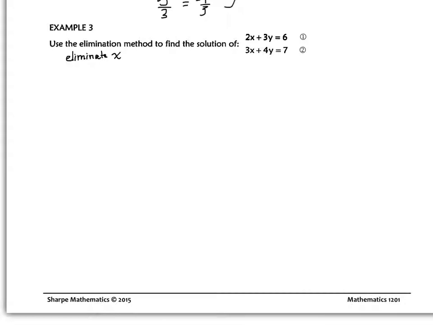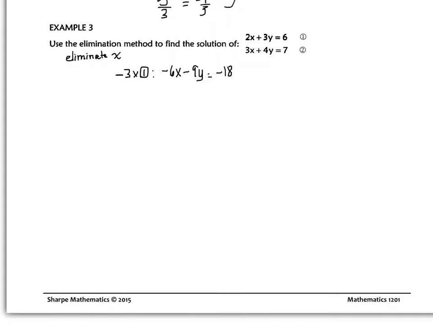So if I look at the numbers that are there, 2 and 3, I know that 6 is a multiple of 2 and 3. So I'm going to try to get 6 in front of both those x's, but I want one of them to be negative. So I'm going to multiply the top equation by negative 3, and that's going to give me negative 6x minus 9y equals negative 18, because I've got to multiply everything on both sides of the equation by negative 3.